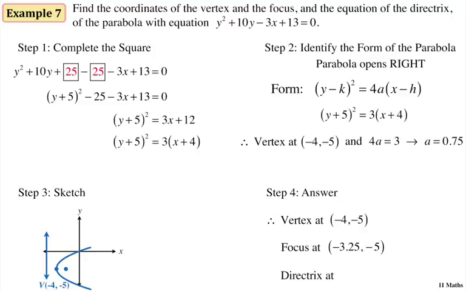Let's look at the directrix. We need to move left 0.75, so the x value is minus 4. Take away another 0.75, you get x is minus 4.75.